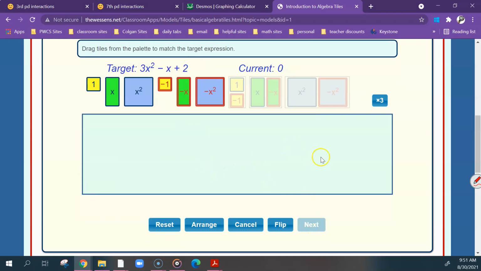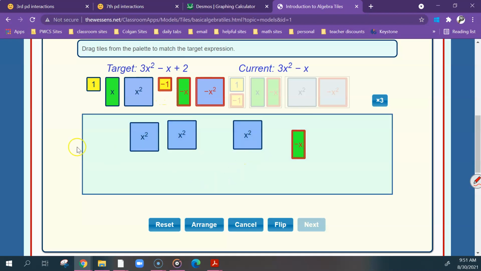Again, just give me one part. 3x squared minus x plus 2. 3x squared positive. Okay. Someone give me another one. Negative yellow for the negative x or the positive 2? Negative, for the negative x. Would that be the yellow or the green? The green. And then positive 2?